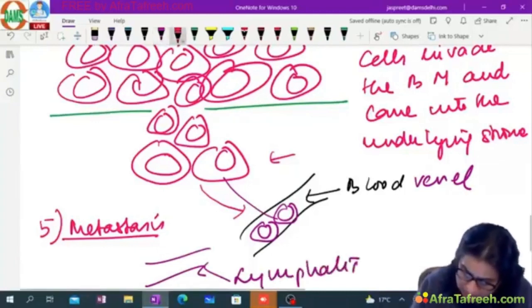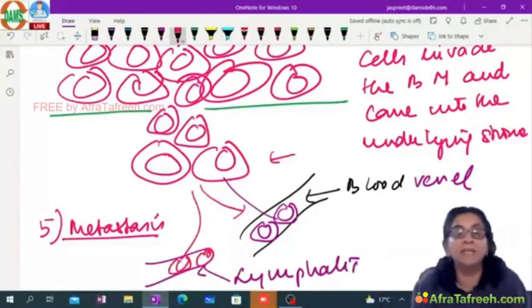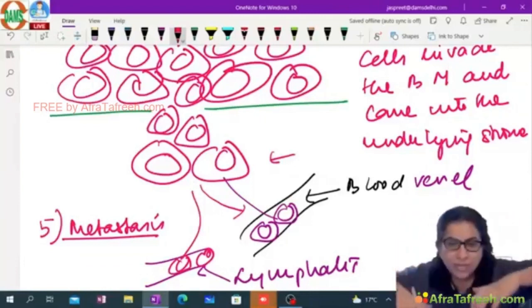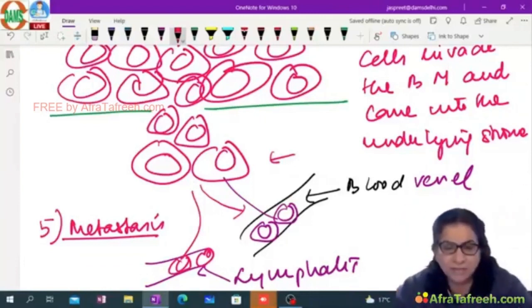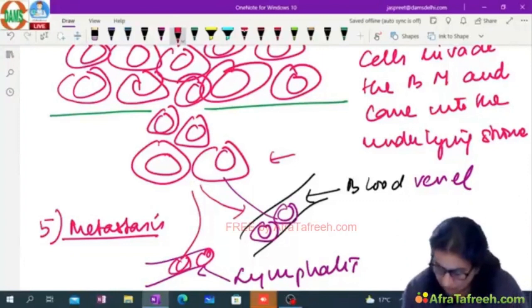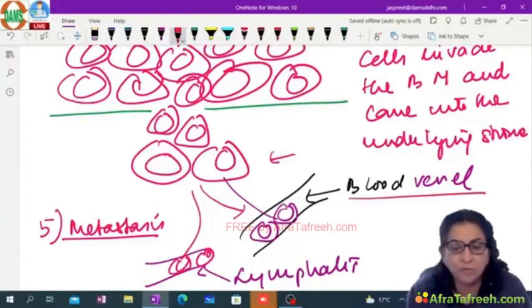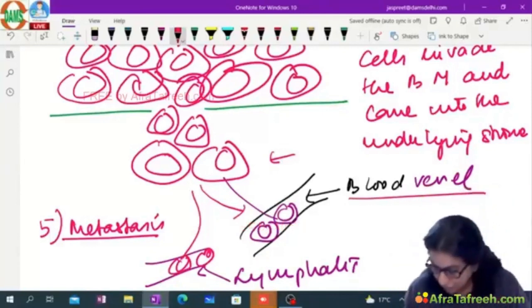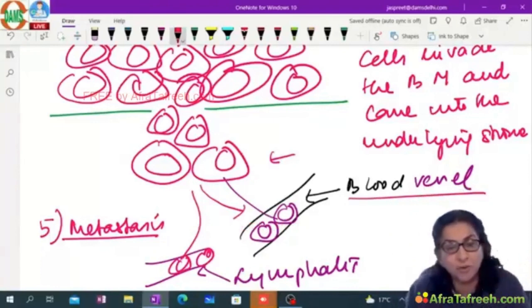So these dysplastic cells now will enter the blood vessels and lymphatics, and this is what is called metastasis. These dysplastic cells have broken the basement membrane, come into the underlying stroma, and that becomes an invasive cancer. So these are cancer cells now. They will invade into the blood vessels and go to different organs, or they will invade the lymphatics and go to different lymph nodes.